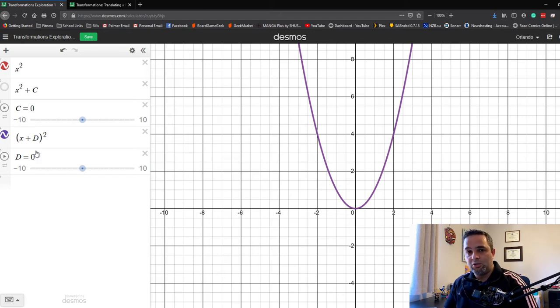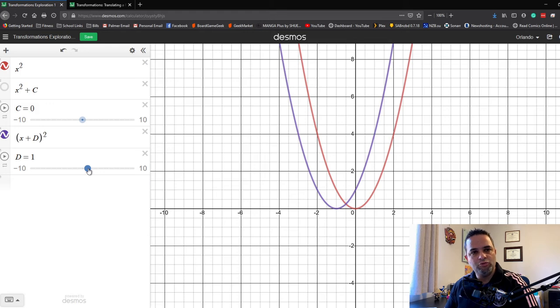So now, based on what we saw earlier, we would think, well, I'm going to add. So if I make d +1, I think the graph's going to move to the right 1 unit. Well, let's see if that assumption is true. If I make it positive, whoa, it didn't move to the right. It actually now moved to the left. Let me show that again. So it's 0, and then if I make it 1, it moved to the left.